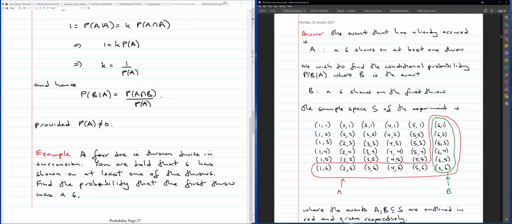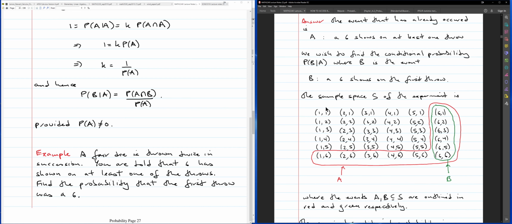Now, what is B in this setup? We want the probability that the first throw is a 6, given that 6 is showing on at least one of the throws. So B in this case is 6 showing on the first throw, and the event B is these 6 outcomes in the green curve here. So what we want is the probability of B given that A has occurred.